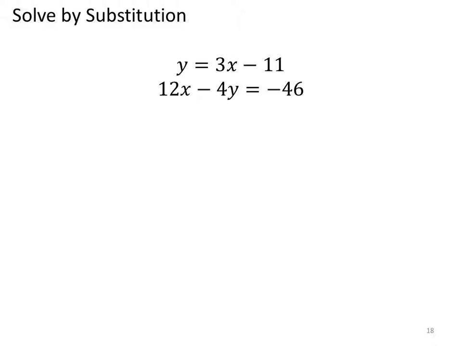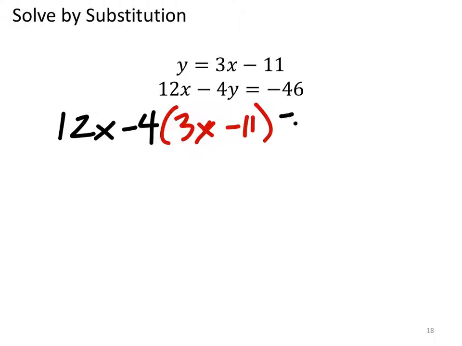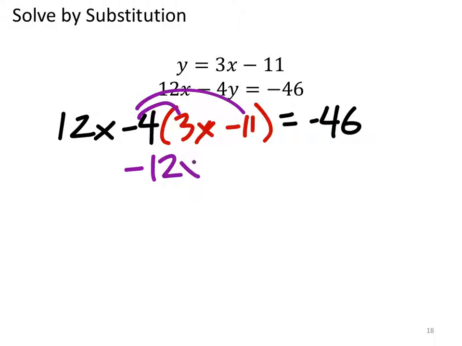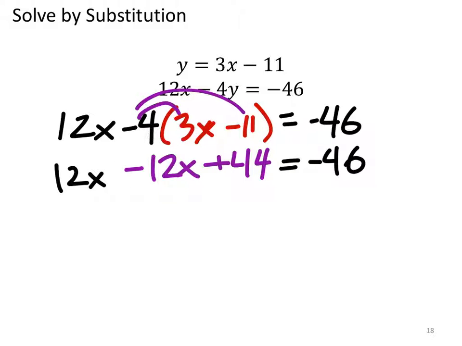So I'm going to substitute that top equation into the bottom one, right? So 12x minus 4. But y now is this 3x minus 11 business. And this equals negative 46. So distributing the negative 4, negative 12x plus 44. And we got 12x minus that 12x plus 44 equals negative 46.